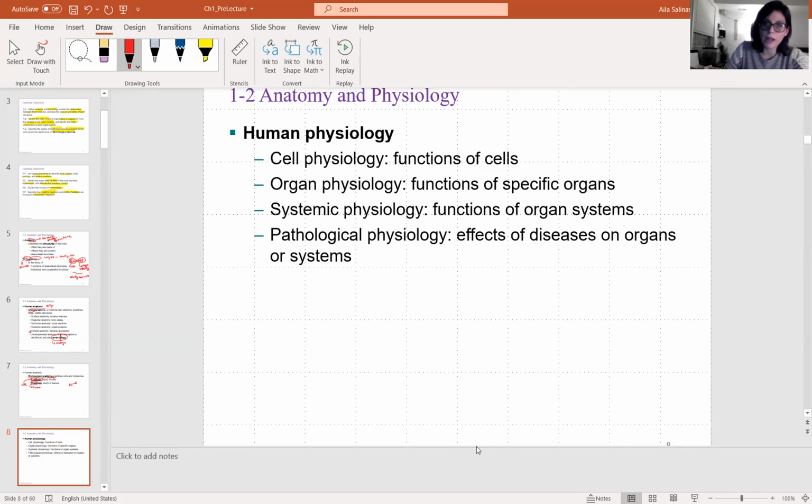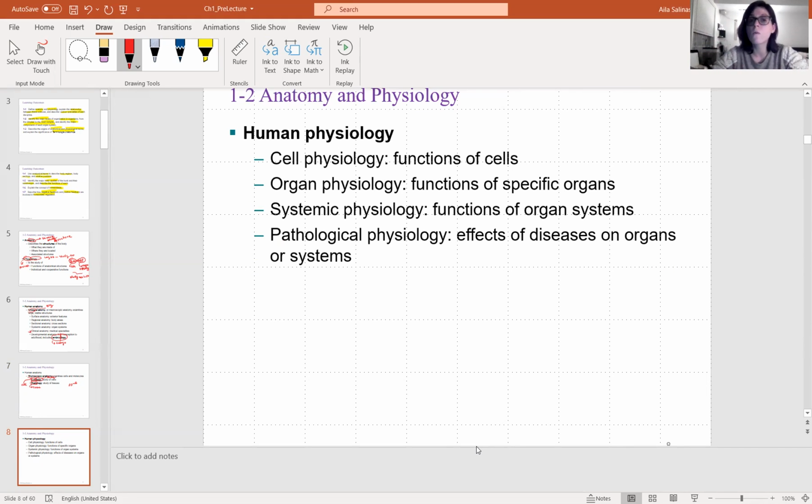Human physiology, on the other hand, is interested in the process involving the determined structure. So we have cell physiology, which studies all the processes happening inside the cell, basically the functions of the determined cell. Organ physiology studies the function of specific organs, so individual organs and their functions. Systemic physiology is the study of a combination of those organs that make up an organ system and how the functions of the organs work together with the other organs.